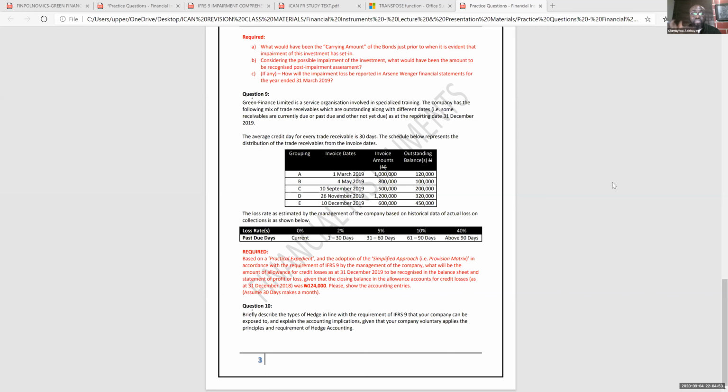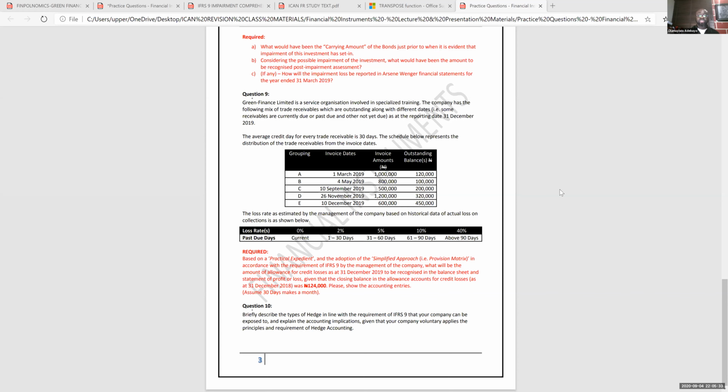Required, based on practical experience and the adoption of the simplified approach, that is the provision matrix, in accordance with the requirement of IFRS 9 by the management of the company, what will be the amount of allowance for credit losses as at 31st December 2019 to be recognized in your balance sheet and in the statement of profit or loss, given that the closing balance in the allowance account for credit loss as at last year was 124,000 naira. Please show the accounting entries, but assume that 30 days make a month.